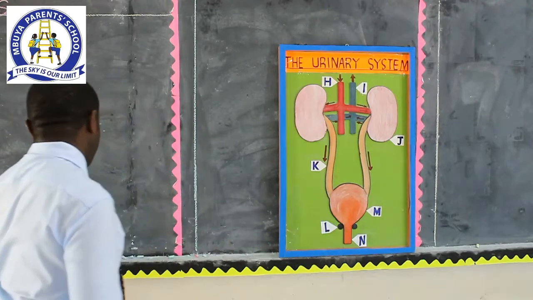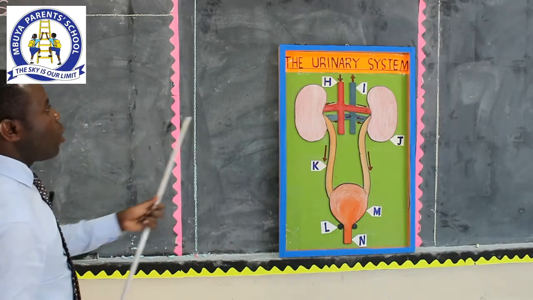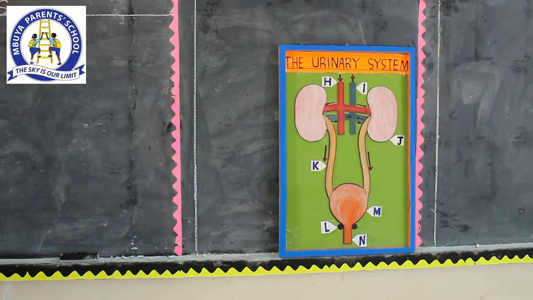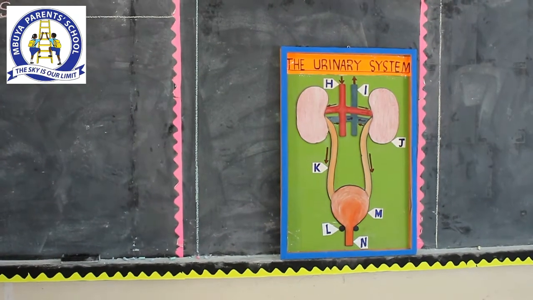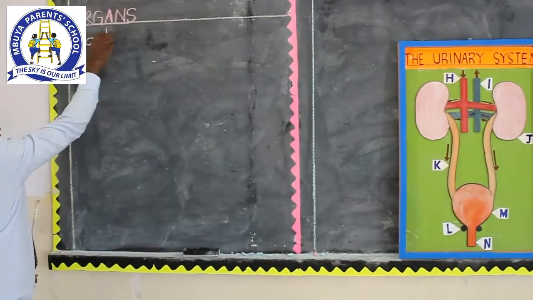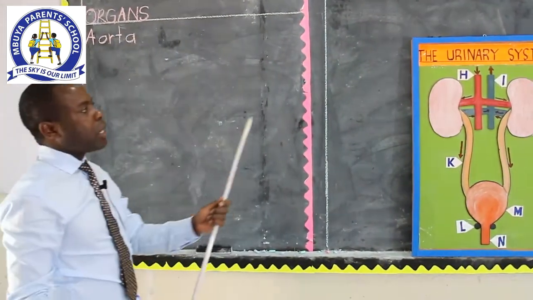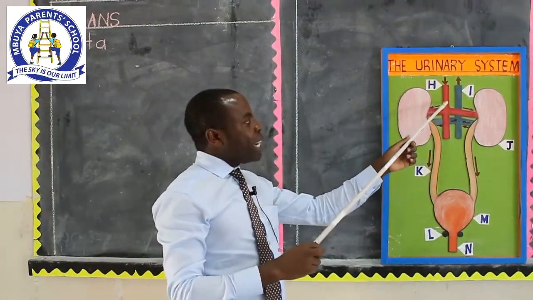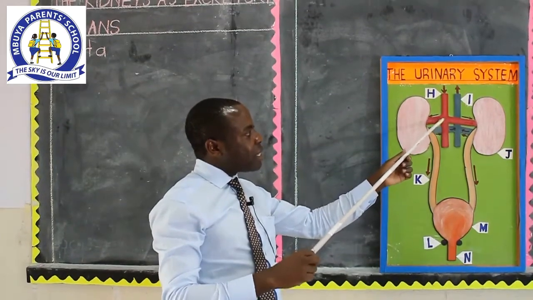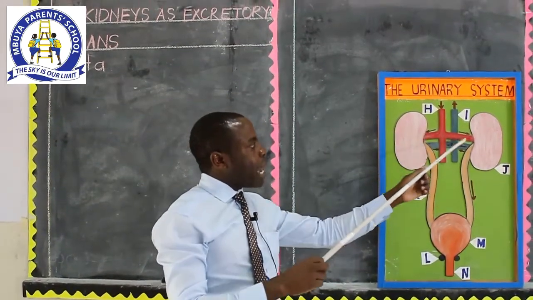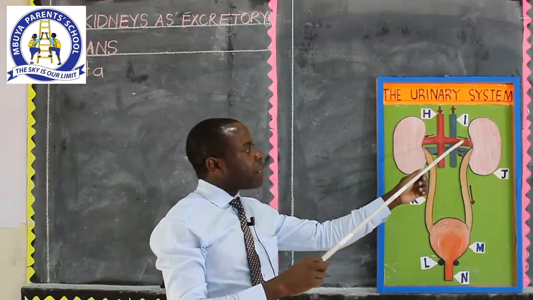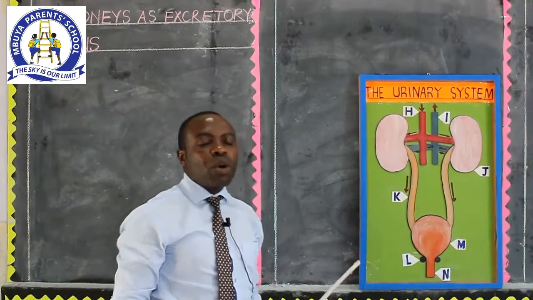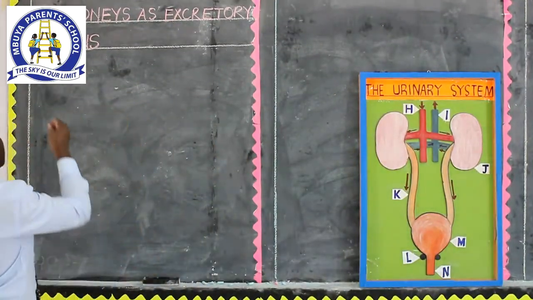Now, we are going to see these parts whereby we have got part H, and part H is what we call aorta. Now, this blood vessel is bringing blood to the kidneys. But when it reaches here, it branches into two. This one and this one. You see that red color? And either this part or this part, it is what we call renal artery.